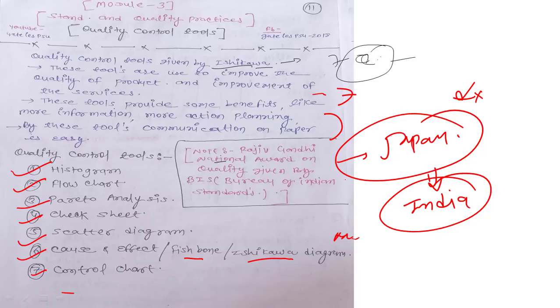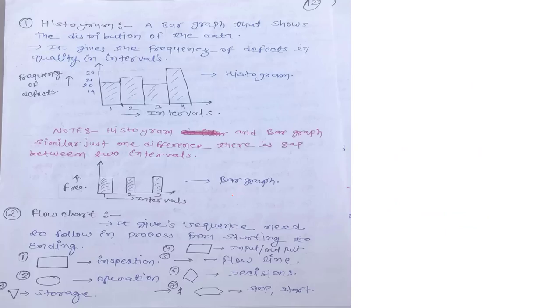This is one extra note I need to add here. In Japan there is the Deming Prize, in India the Rajiv Gandhi National Award, and the highest authority for quality maintenance in India is BIS, the Bureau of Indian Standards. In this module we will discuss all 7 tools and their methods.